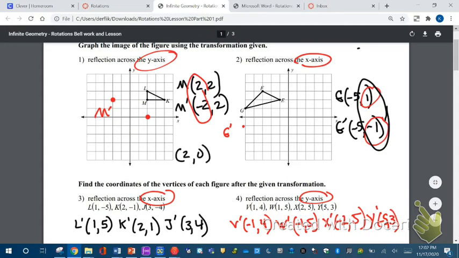If I flip it across the y-axis, then it ends up over here, -2, 0. I think that makes it pretty clear that all that changes is the sign of your x-coordinate. Okay? You can use any point. Just flip one point. That's all you need to do. All right, moving on to the next part.